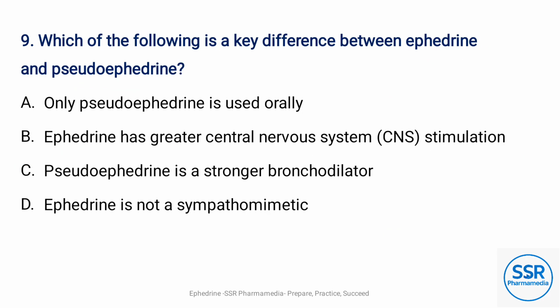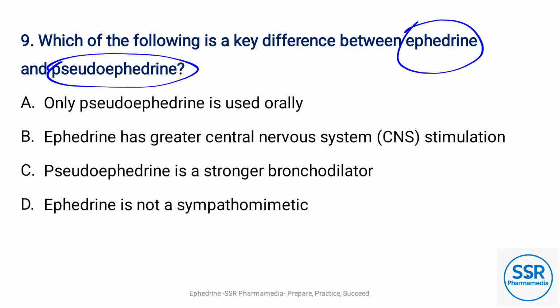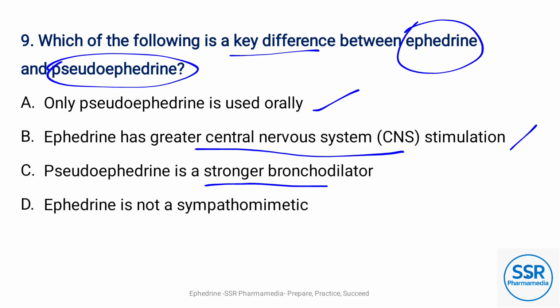Next question. Which of the following is a key difference between ephedrine and pseudoephedrine? We look at how the two are differentiated pharmacologically. Option A, only pseudoephedrine is used orally. B, ephedrine has a greater CNS stimulation. C, pseudoephedrine has a stronger bronchodilator effect. D, ephedrine is not a sympathomimetic.